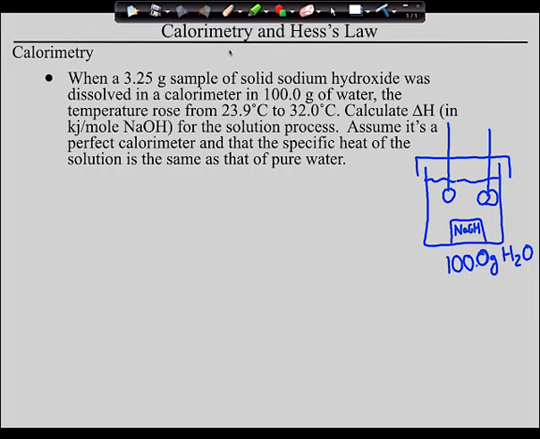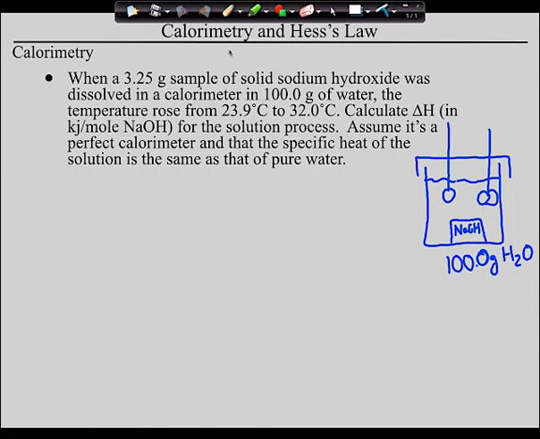So the idea is this. You've got a calorimeter. What's in the calorimeter? 100 grams of water. Then what do you do? You drop in 3.25 grams of solid sodium hydroxide. And what does the sodium hydroxide do? It dissolves, right? Strong electrolyte, it dissolves. Now, as it dissolves, does it give off energy or does it take in energy? How do you know it gives off energy? Temperature of the water goes up. And guys, that can be confusing. People think that if temperature's going up, then energy's going up. It is for the water, but what about for the system? It's going down. The energy of the system is going down.